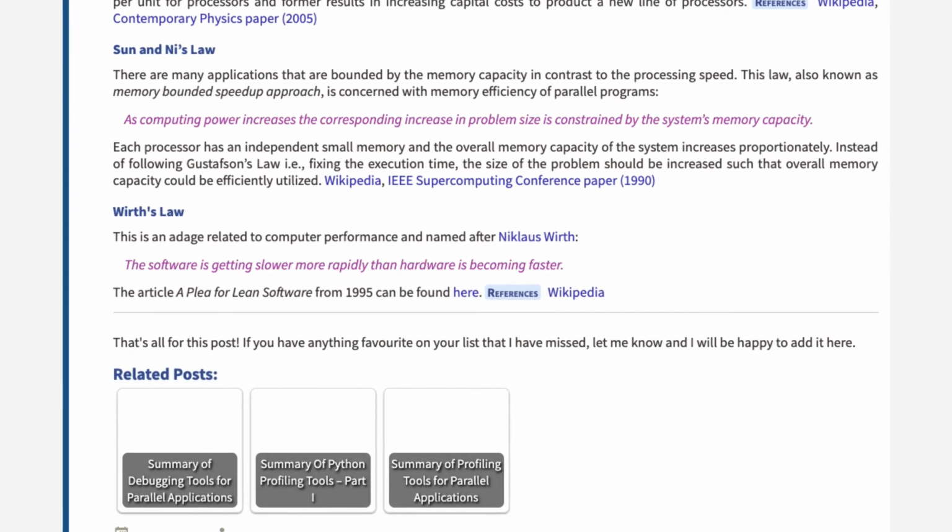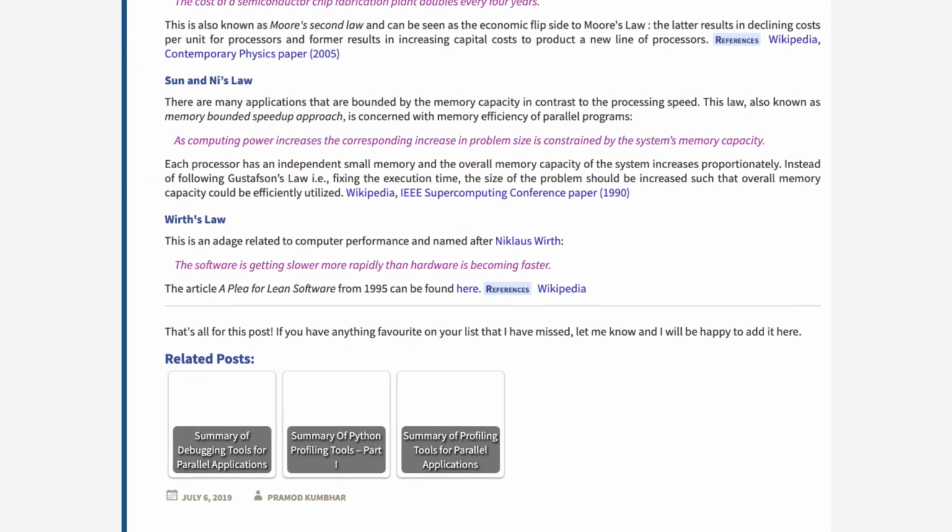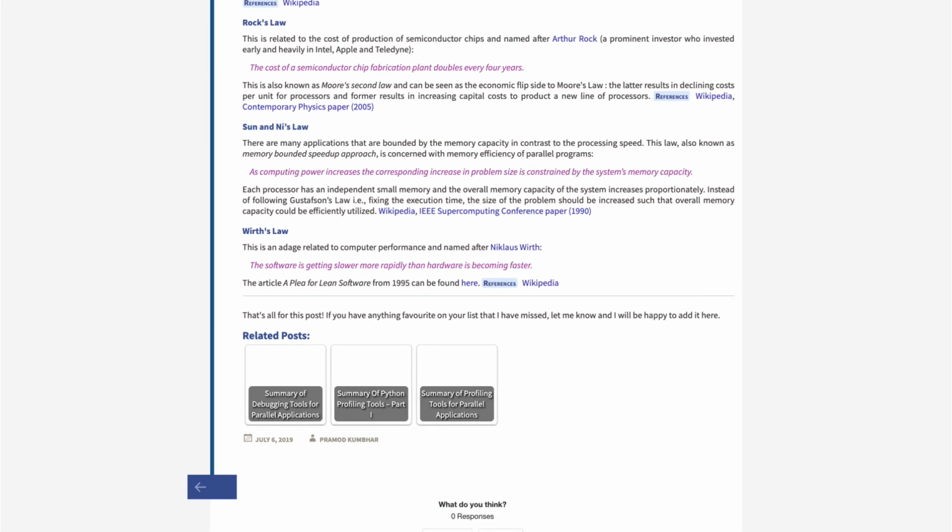The second last law on this list is Sun and Ni's law. This is also referred to as the memory-bounded speedup approach. It says, as computing power increases, the corresponding increase in problem size is constrained by the system's memory capacity.